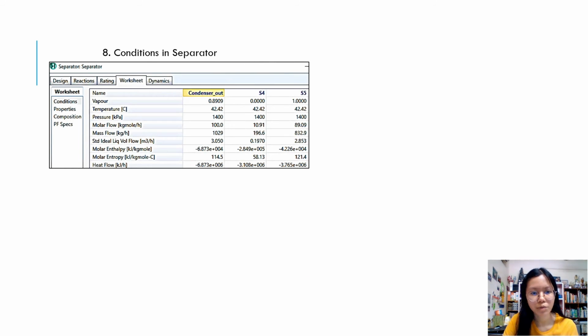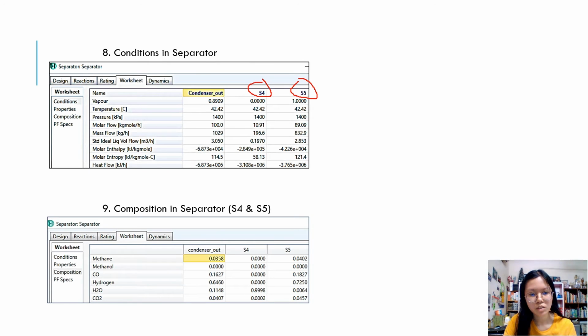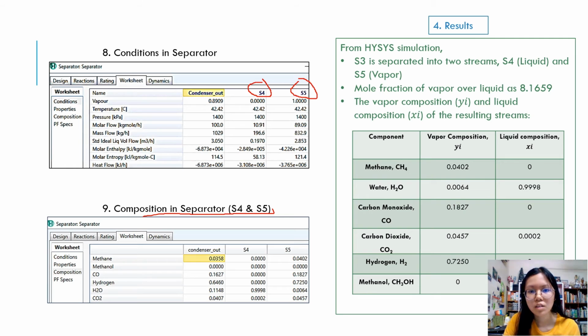Here are the conditions in the separator. Here are the compositions in the separator. And finally, we get the results. We managed to separate S3 into two streams, S4 and S5. And the mole fraction of vapor over liquid is 0.1659. The vapor compositions and the liquid compositions of the resulting streams S4 and S5 are shown in this table. The vapor compositions are from S5, while the liquid compositions are from S4.